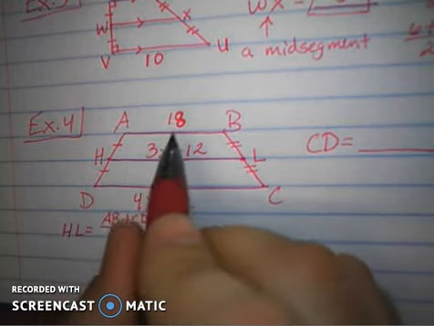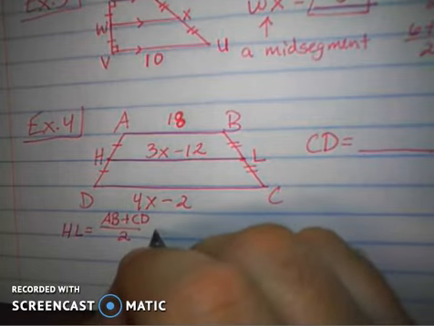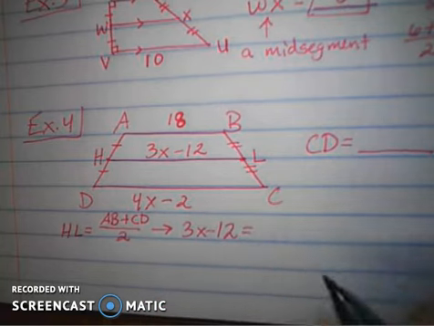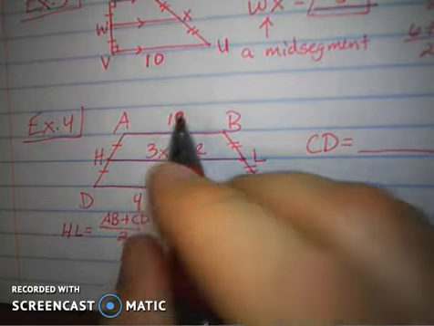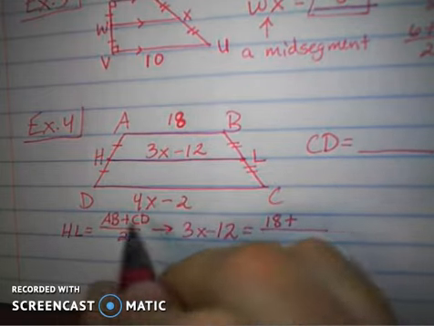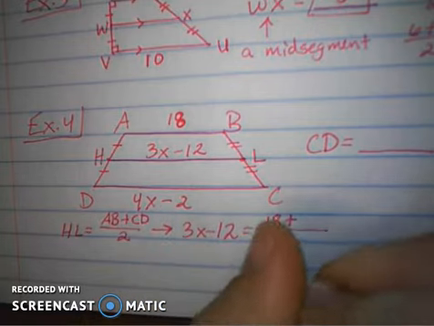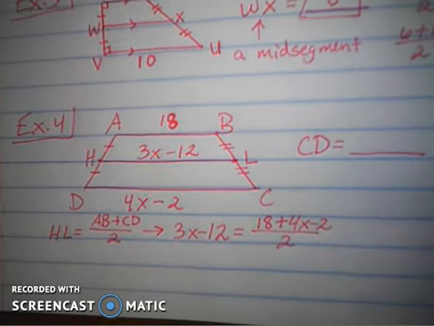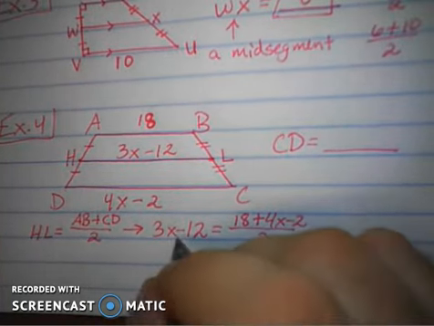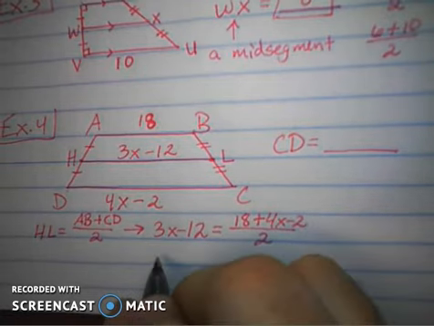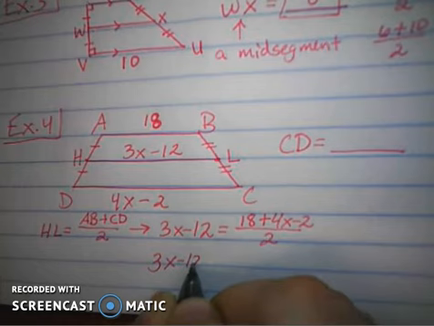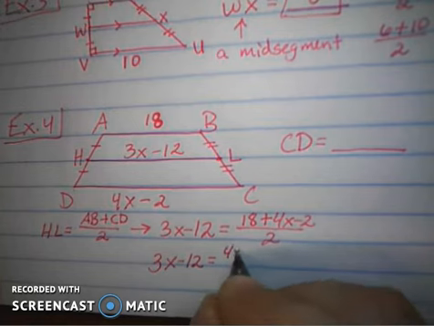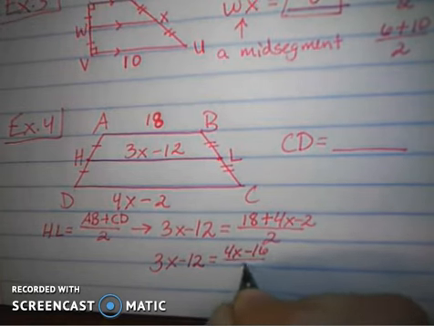And so I'm going to now substitute the parts for these different segments. So instead of HL, I'm going to write the expression 3x minus 12. Instead of AB, I'm going to write 18. Instead of CD, I'm going to write 4x minus 2. And I have to divide all that by 2. And then I just start to simplify my equation. On this side, I still have 3x minus 12. On this side, I can combine 18 and negative 2 and get 4x minus 16 on the top.